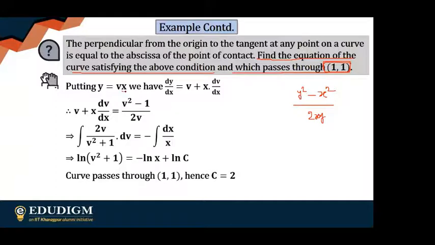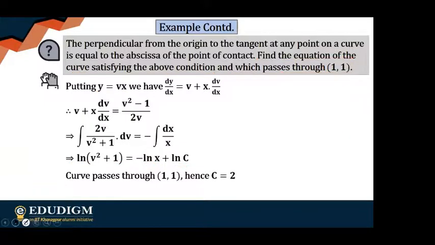If x equals 1 and y equals 1, then v will also be 1. So I can put v equals 1. It's very, very simple. This part won't contribute because this is ln 1. So ln C will be ln 2 because I'm putting V equals 1 as well. So C will be 2.